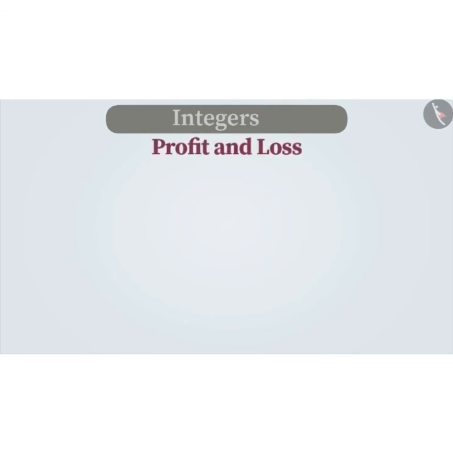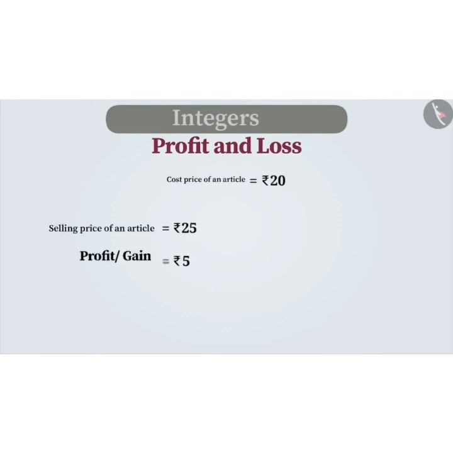While we are discussing money, let's also talk about profit and loss. Suppose a businessman sells an article worth rupees 20 for rupees 25. His profit is rupees 5. Since his profit is rupees 5, it is represented as plus 5. But if he sells an article worth rupees 20 for rupees 15, he incurs a loss of rupees 5, which is represented as minus 5.